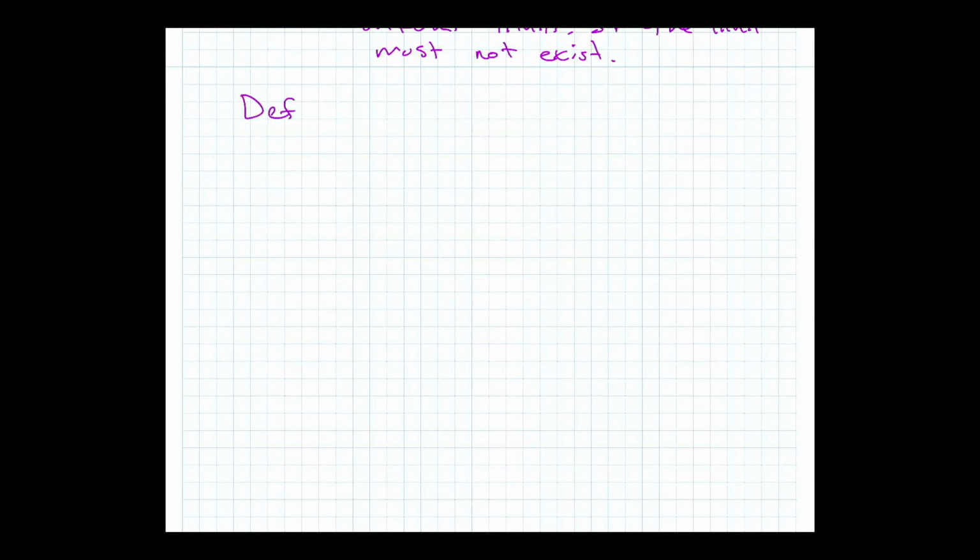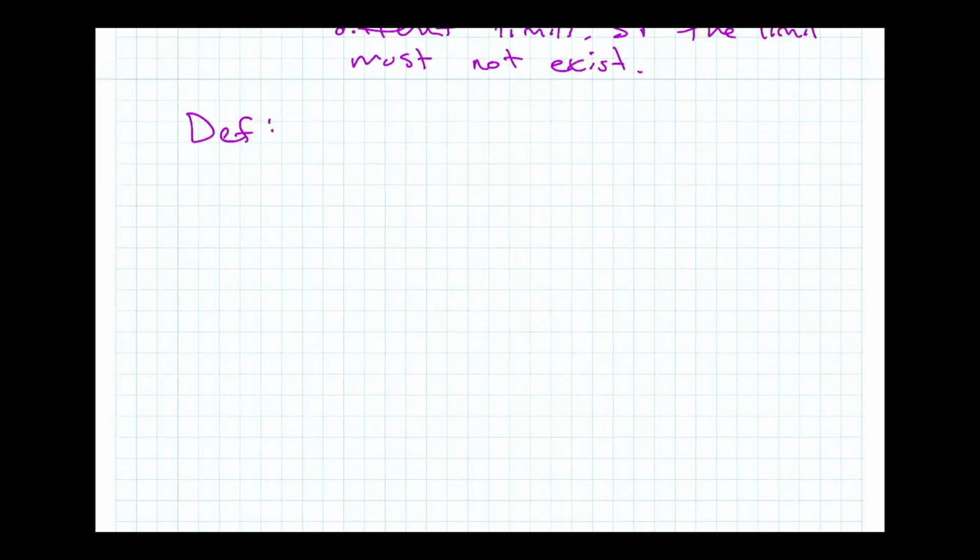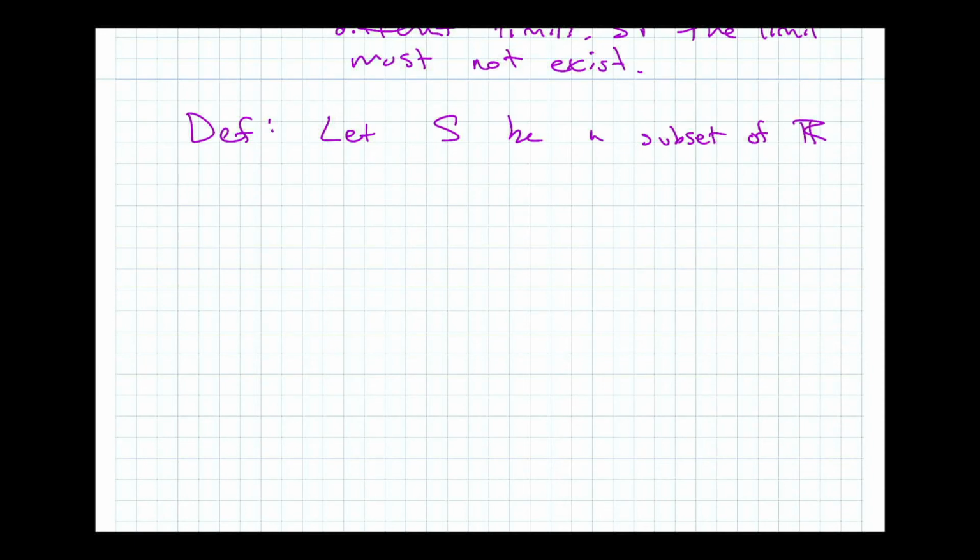Definitions. So let S be a subset of R2. Now, remember, R2 is the XY plane. Okay, so what does this look like, by the way? I'm going to leave some space for the definition, but then I'm going to draw a picture. So you've got the XY plane, and you've got some S.